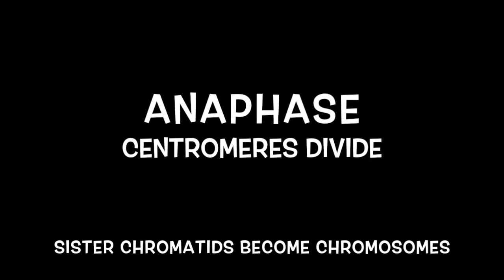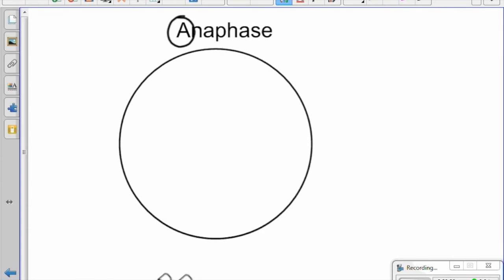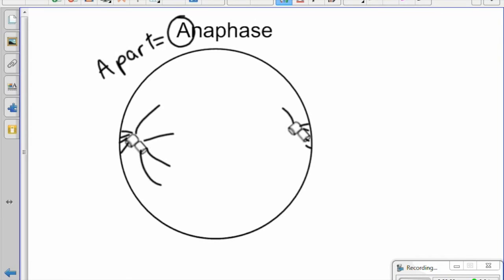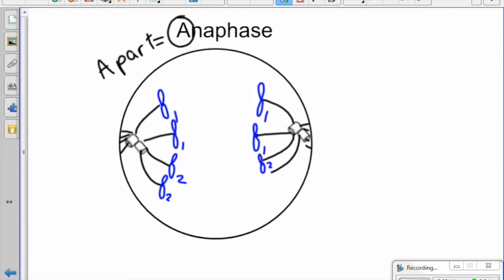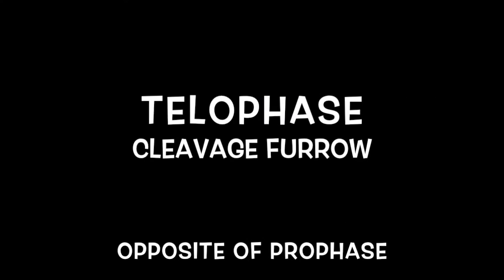In anaphase, the centromeres divide. We're going to remember that they pull apart. So A in anaphase stands for apart. The reason they pull apart is that the centrioles pull in on the spindle fibers, shortening them. So now we have 1/2 of each chromosome on the spindle fiber. In other words, the sister chromatids now have become chromosomes.